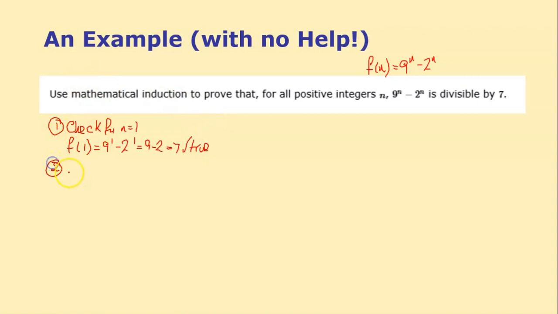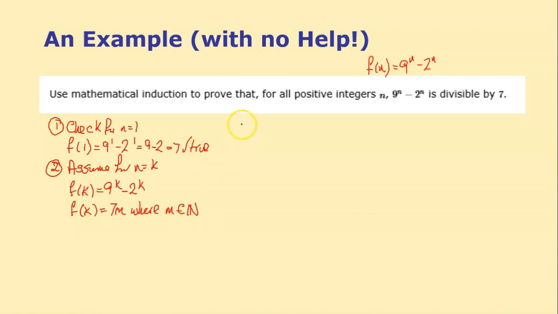Step 2, we do the assumption bit. We assume for n equals k. And again, I'm just going to write out f of k equals, what was it? It was 9 to the k minus 2 to the k. But I also want to write out, like I did last time, that f of k is 7m, because it's a multiple of 7, where m belongs to the natural numbers. So we've done step 1, step 2. We do step 3, which is where we prove.